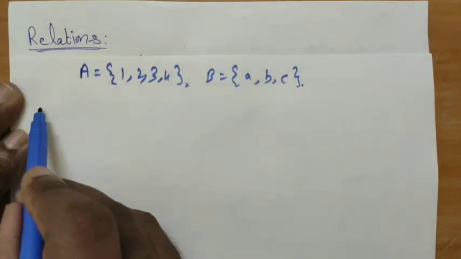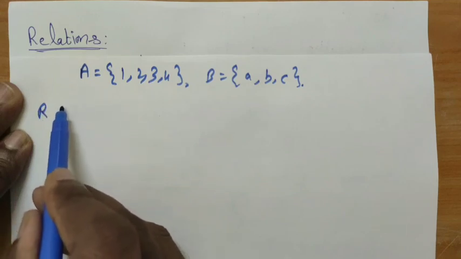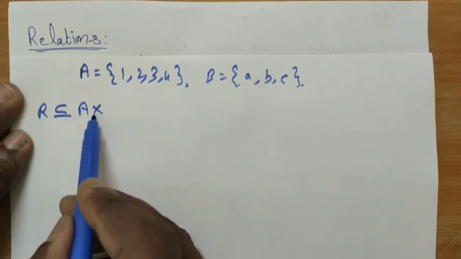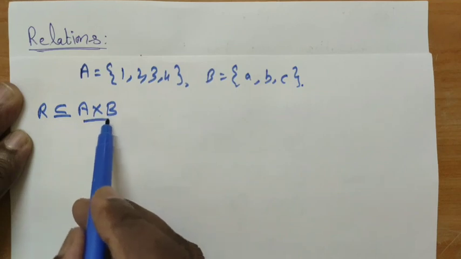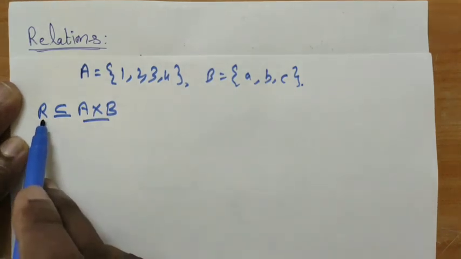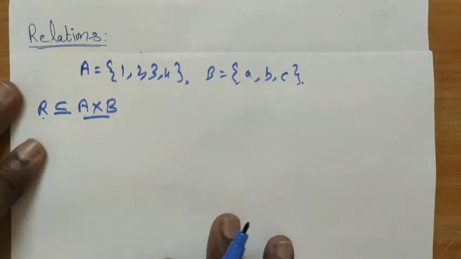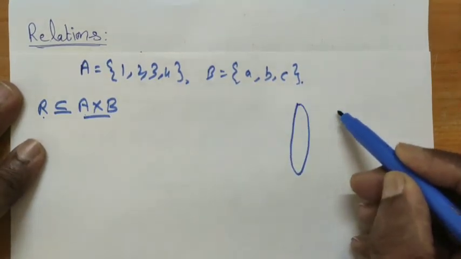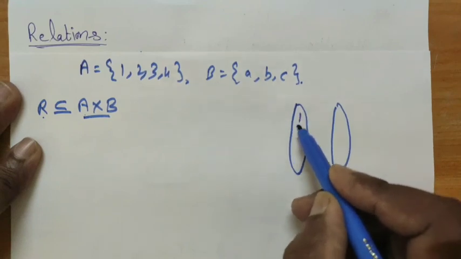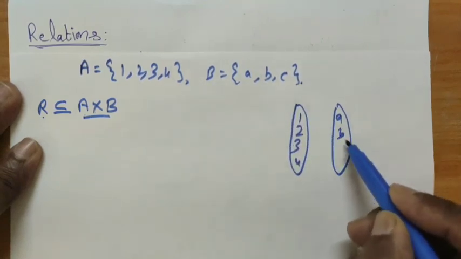Here the relation means the relation is always a subset of A cross B, that is the Cartesian product of A and B. The relation is denoted as R, that is always a subset of the Cartesian product of A cross B. For this, first we have to find out what is the Cartesian product of A and B.